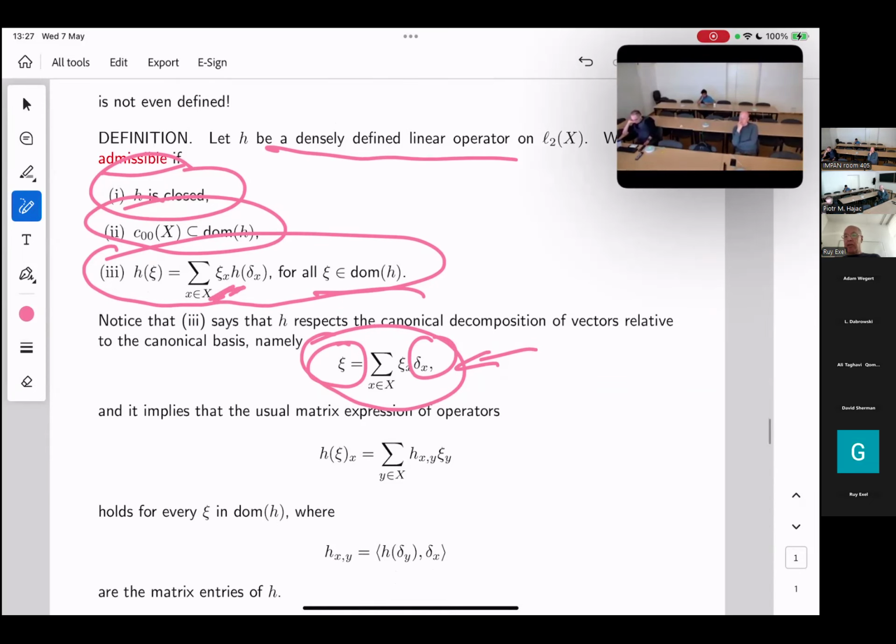Another consequence of this is that H can be represented as a matrix, right? In the finite dimensional case, every operator is represented by a matrix using this formula. And so for an admissible operator, the matrix representation works well.